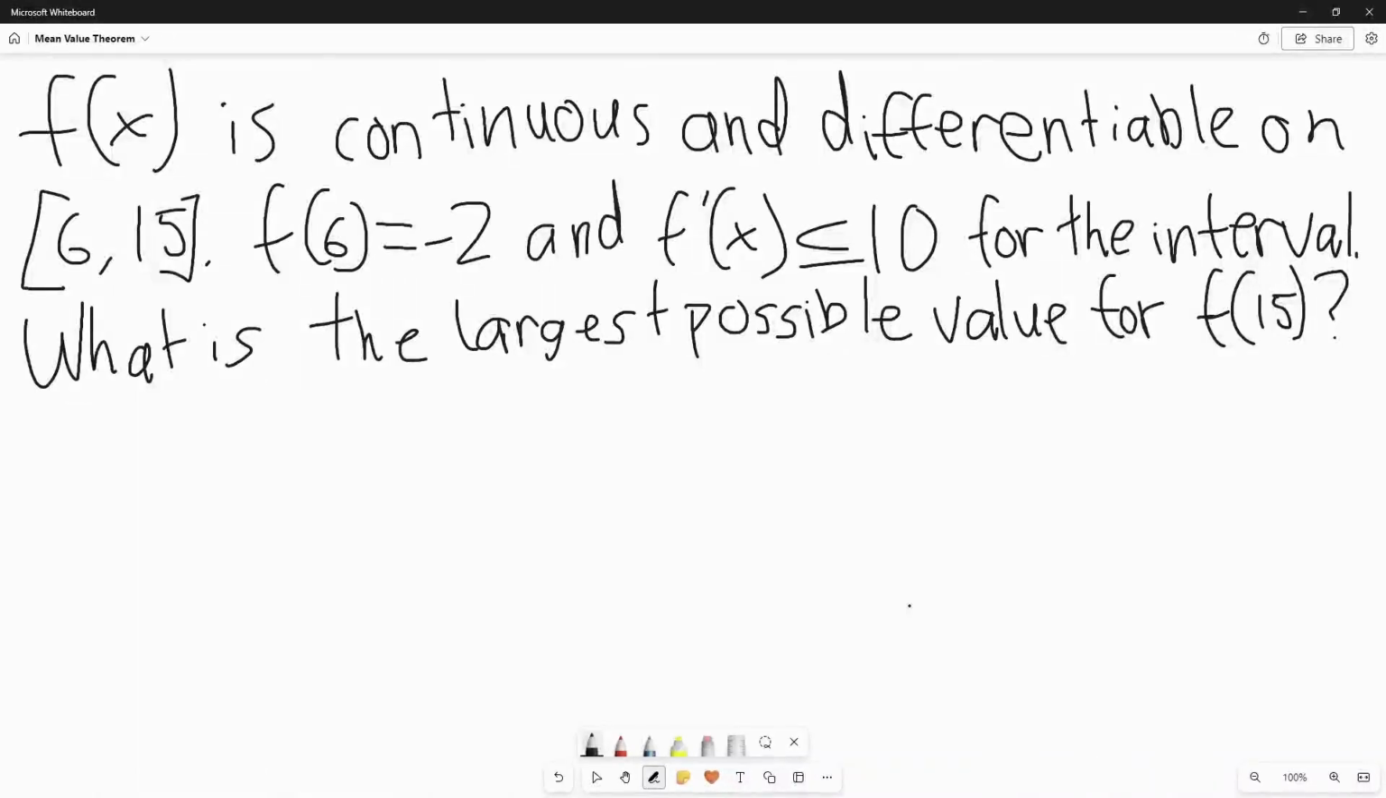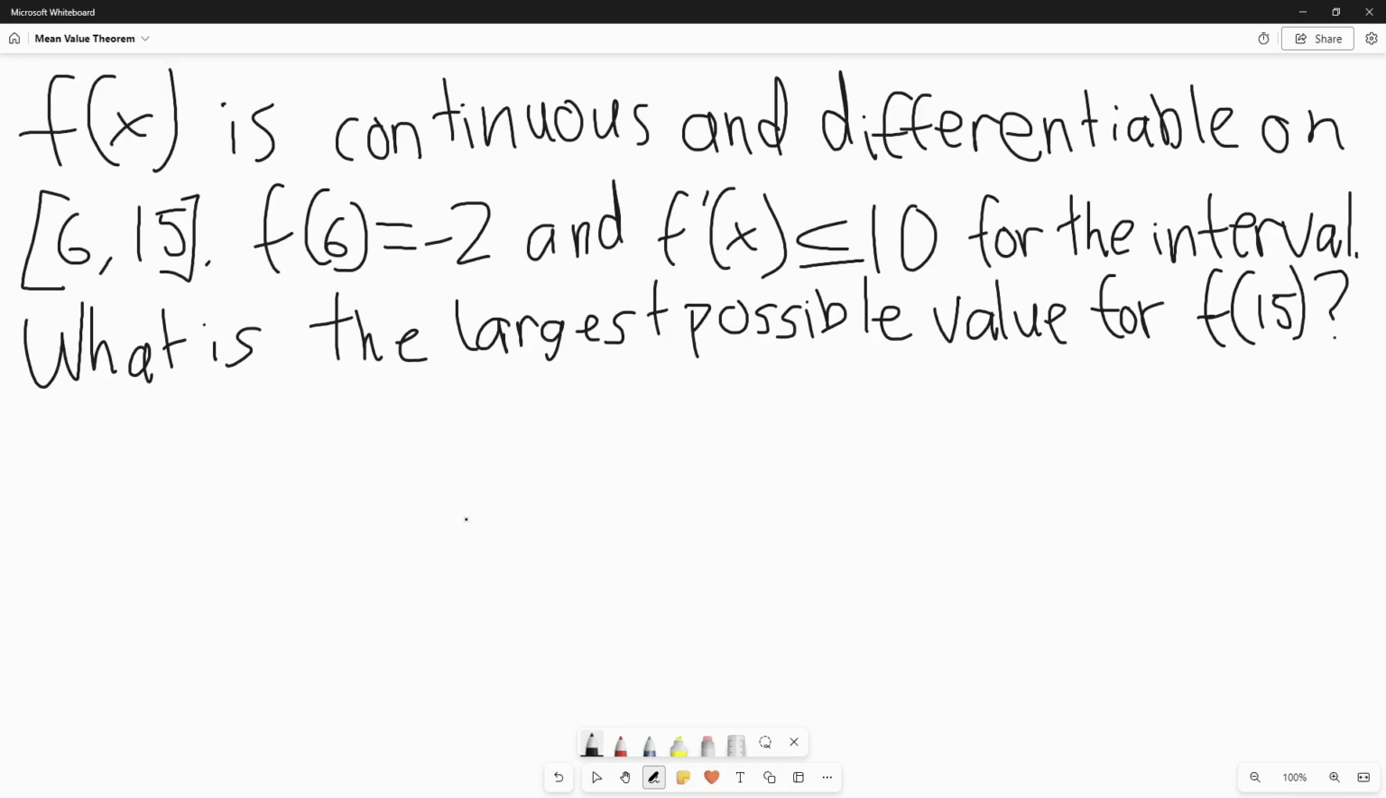Now, let's get into some practice problems. If you think you know how to do this one, then pause the video and try it. This problem says f of x is continuous and differentiable on the closed interval 6, 15. f of 6 is -2 and f prime of x is less than or equal to 10 for the interval. What is the largest possible value for f of 15?